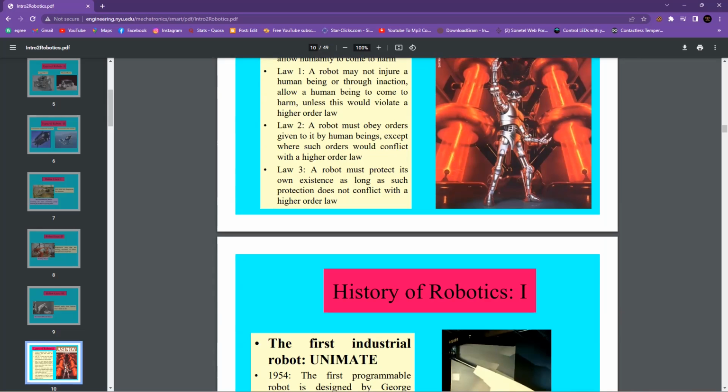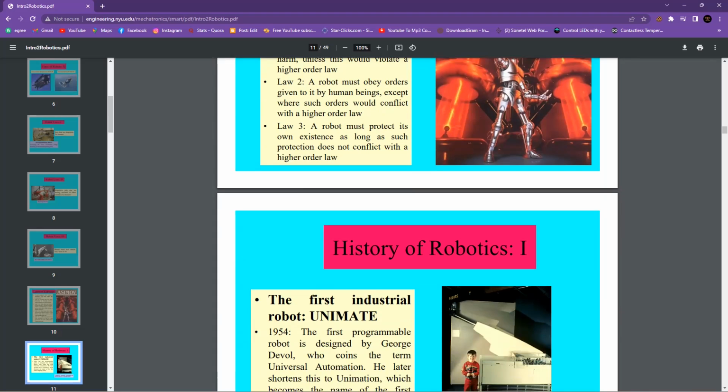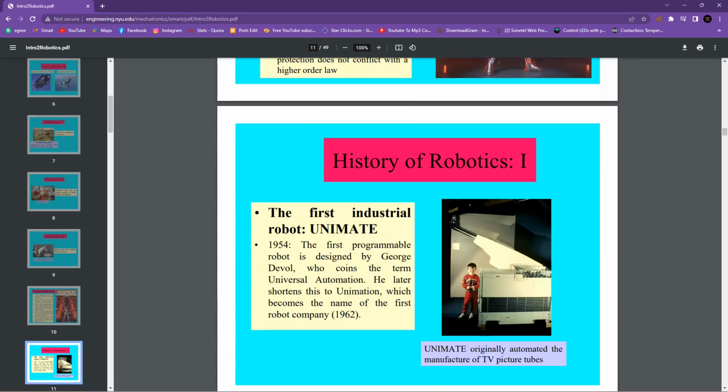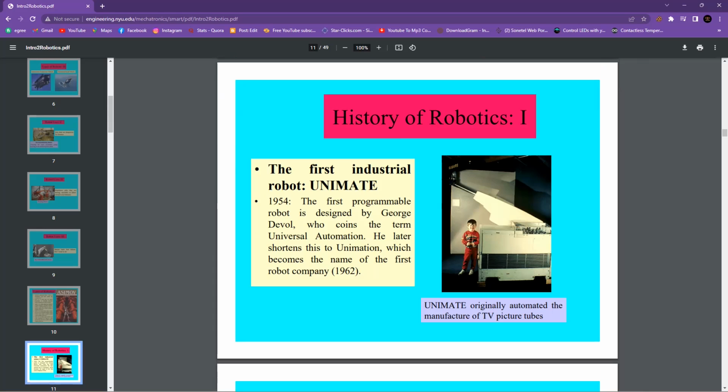So these are the laws of robotics, and these are the laws robots must go by. If you're a robot manufacturer building robots for your company or an industry, you should make sure your robots go by these laws. Now, the history of robotics. As I said earlier, we will talk a little bit about the history of robotics.